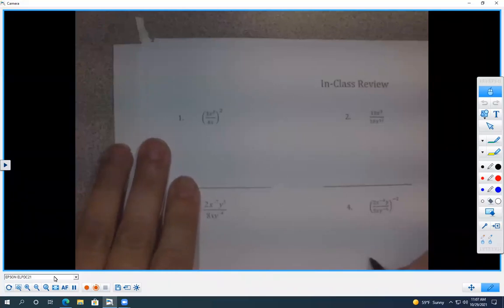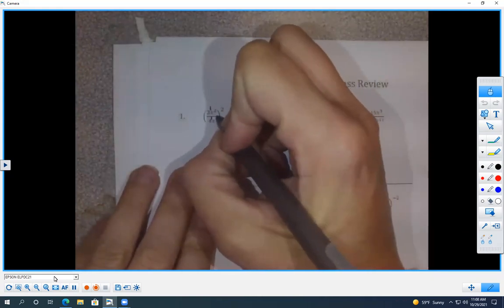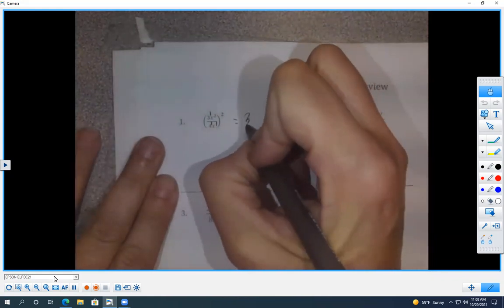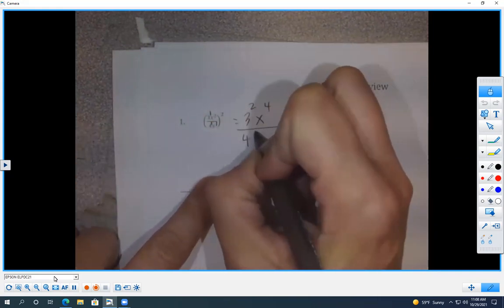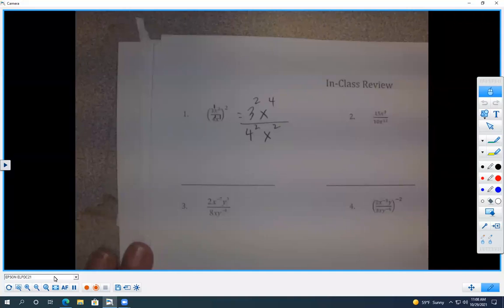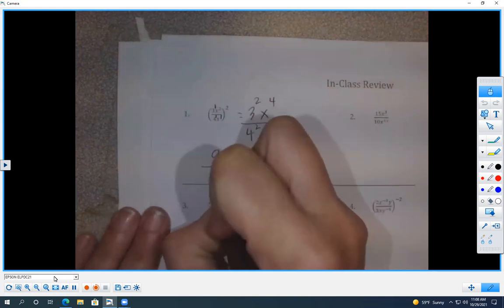Remember that everything inside of the parentheses, the exponent gets distributed to it, and this 3 has a power of 1, this 4 has a power of 1, the x has a power of 1. So when you distribute it, you get 3 squared, x to the 2 times 2 is 4, over 4 squared x squared. And then what can I do from there? You can go ahead and take the squares: 3 squared is 9, 4 squared is 16.